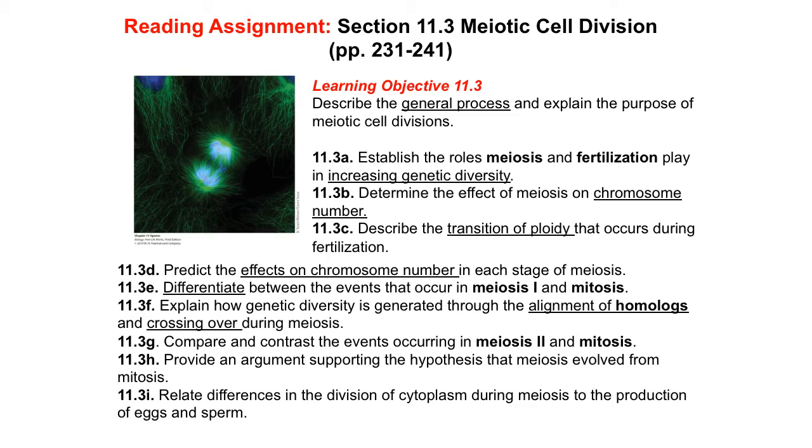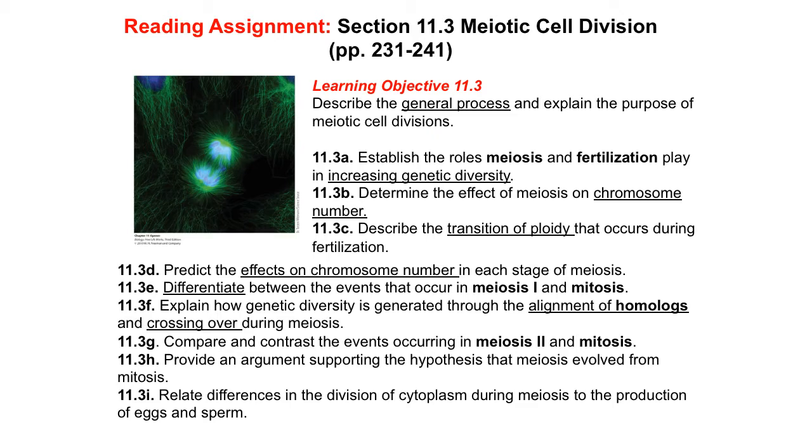So 11.3a is to establish the roles meiosis and fertilization play in increasing genetic diversity. So these processes go hand in hand in the life cycle of any eukaryotic organism. B is to determine the effect of meiosis on chromosome number. And C, to describe the transition of ploidy that occurs during fertilization.